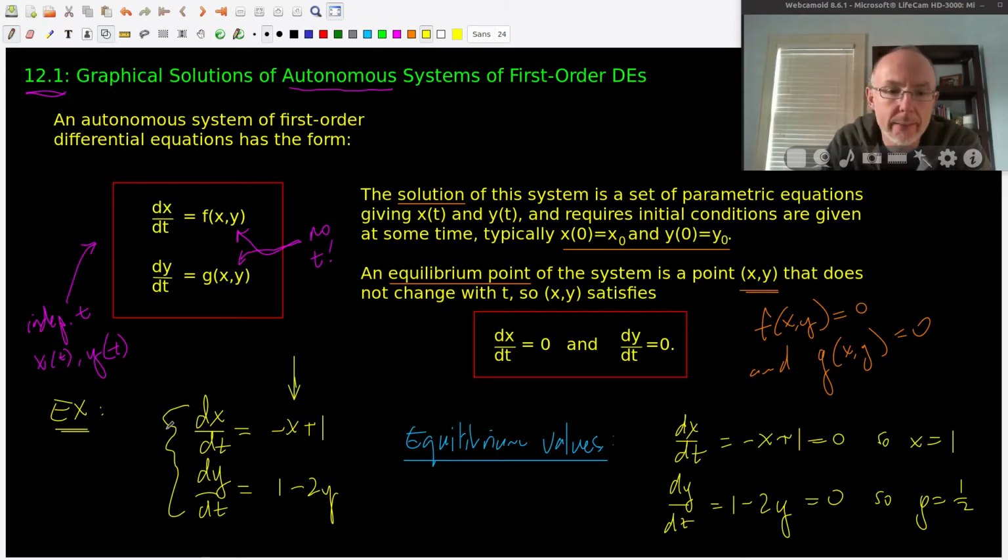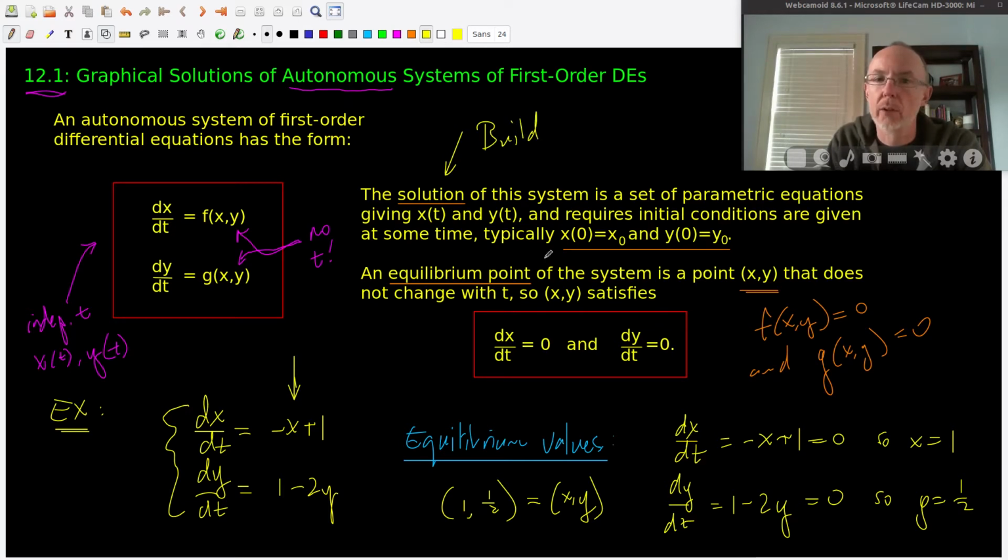And so this autonomous system of differential equations has the equilibrium point (1, 1/2), right? They're the x, y values that make x and y unchanging, because if I plug those values in for x and y, the rate of change of x and the rate of change of y are both 0. So let's use those ideas and this example, and we'll build an idea of what the solutions look like. So we're going to build graphically the solutions of this differential equation system.